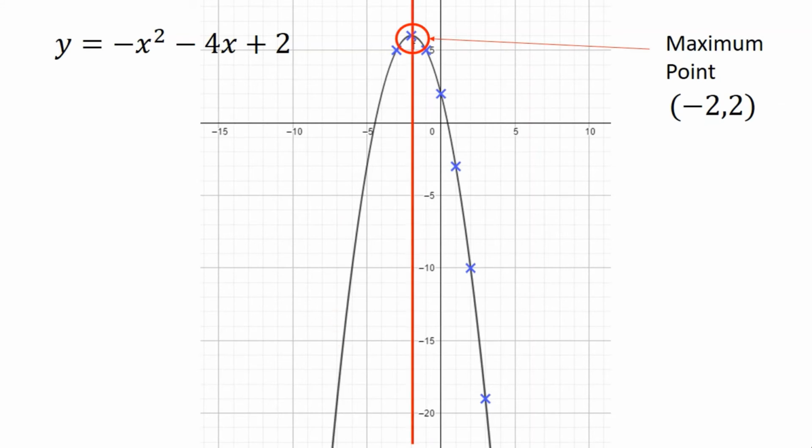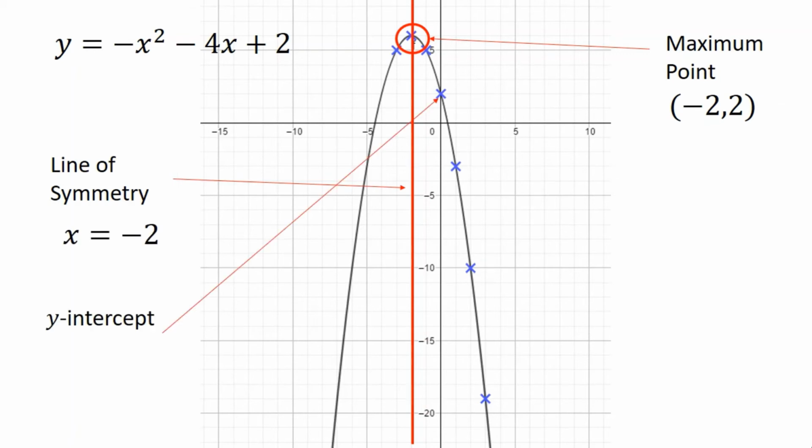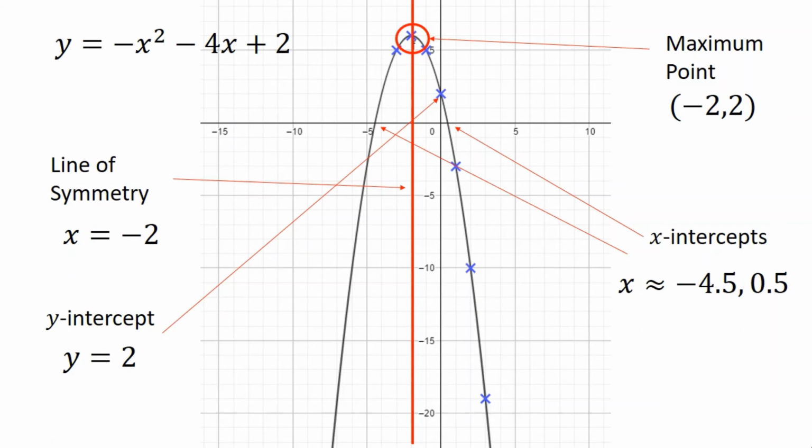We still have the line of symmetry, which in this case is x equals negative 2. We still have a y-intercept, which is still y equals 2. And we again have two x-intercepts, still interesting, which are approximately, again not exactly, but approximately negative 4.5 and 0.5. I'm just reading those off the axes. That's pretty much where they go through. That's pretty much negative 4.5. That's pretty much 0.5. We're going to be talking a lot more about x-intercepts in another video.